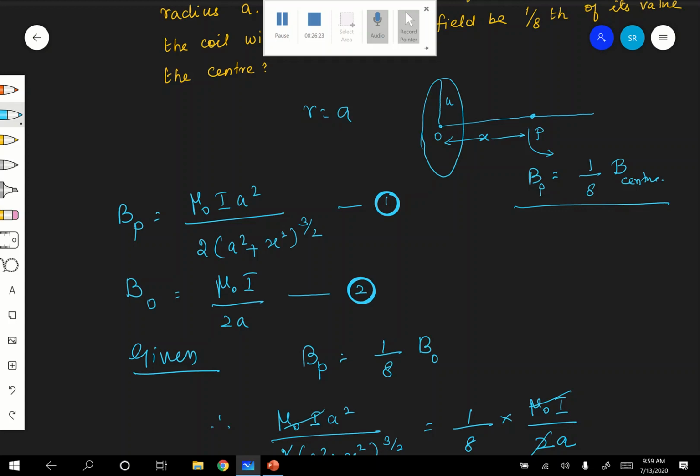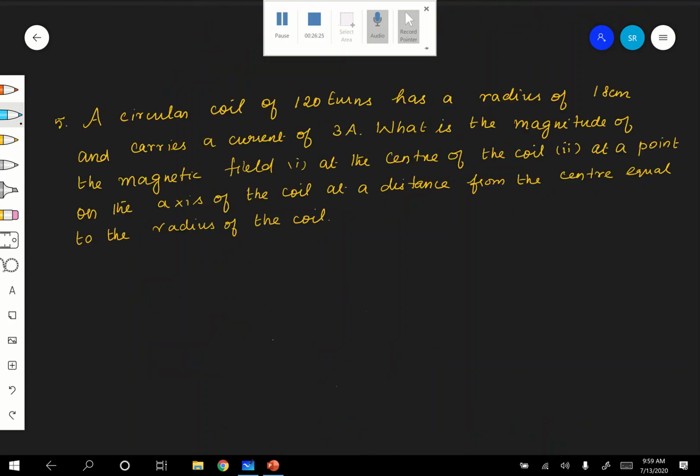Okay. Right. Next. A circular coil of 120 turns has a radius of 18 centimeter. Carries a current of 3 amps. Circular coil of 120 turns. Therefore, N is given. N is equal to 120. Then I is equal to 3 amps. Then what is radius? Radius of the coil R is equal to 18 centimeter, that is equal to 0.18 meter.